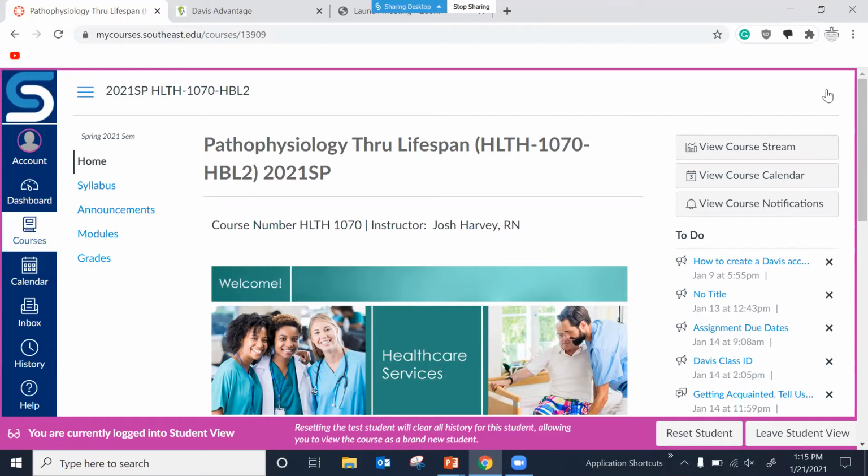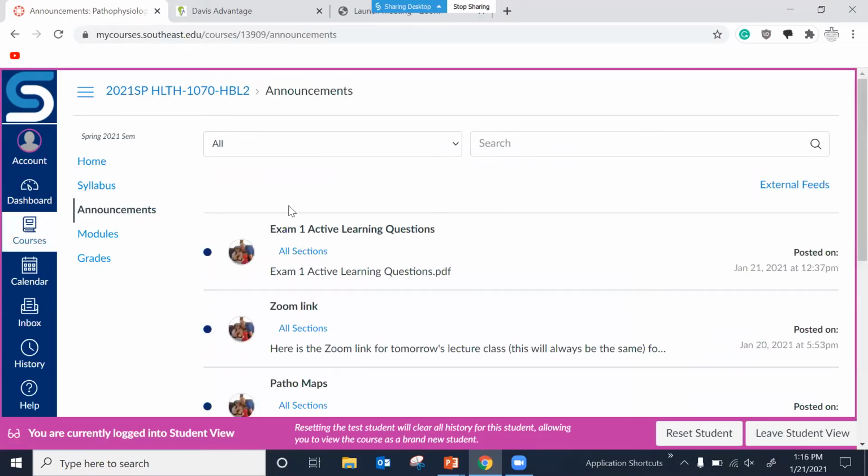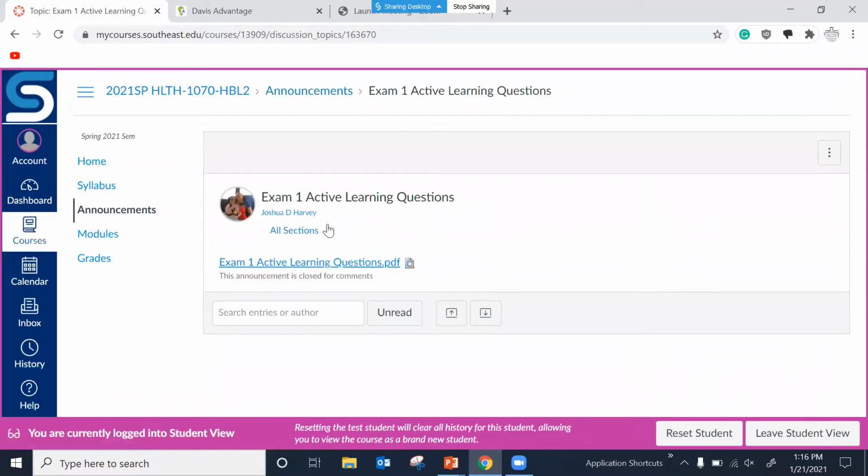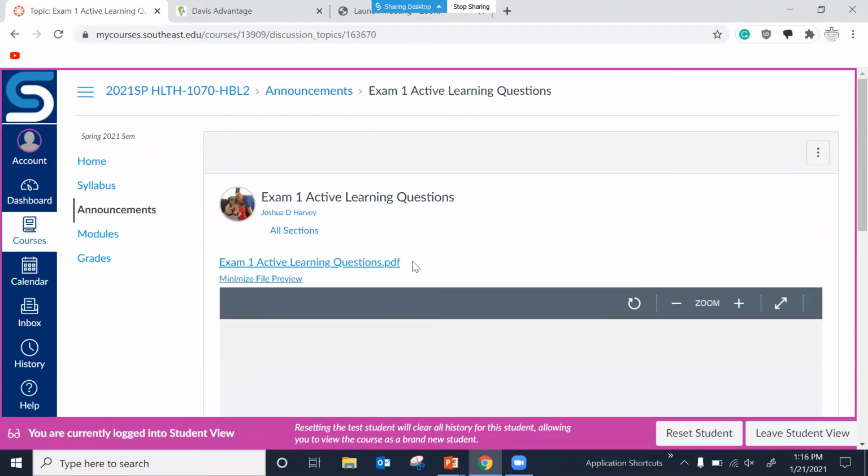But the announcement that I posted just now, we're going to talk about it just a little bit. It's called the Exam 1 Active Learning Questions. And it's just a PDF. I am not allowed technically to post an exam review. So if anybody asks, this is not an exam review, but it really is. It's really actually an exam review, but I called it active learning questions. That way I won't get in trouble.